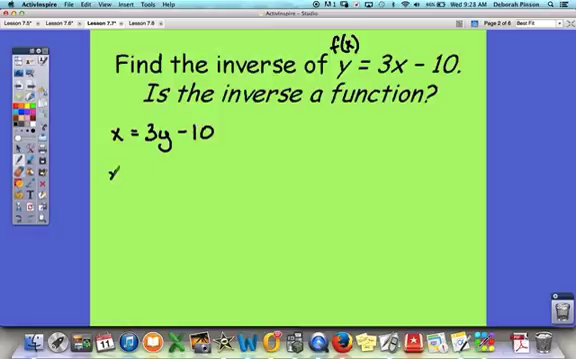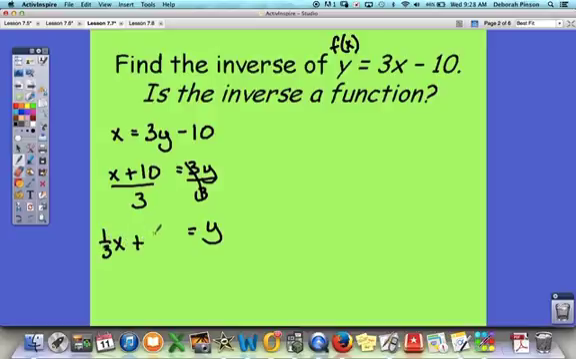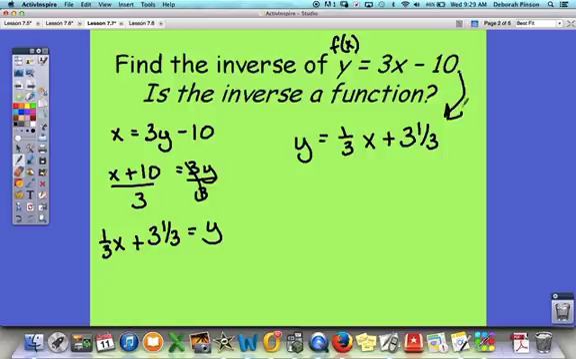All right, so I'm going to add the 10 and divide by the 3. So once I go through and I switch the x and the y, then go back and solve for that y value. All right, so I have y equals 1/3 x plus 10 over 3. I think I'll write that as 3 1/3. Okay, now just for the sake of writing it in the form we normally have it in, I'm going to go back and put my y first. So these two are inverses of each other.